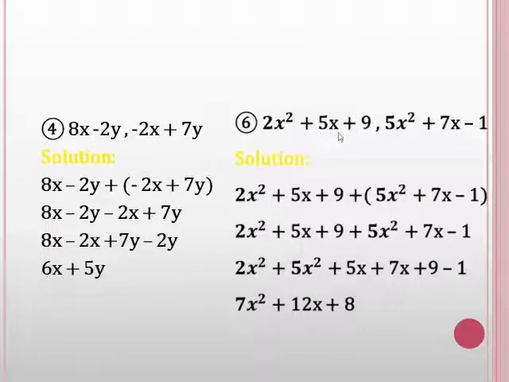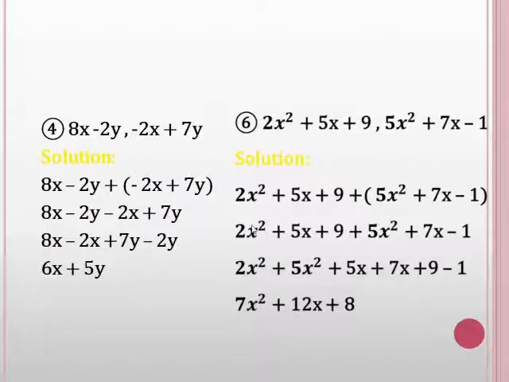2x square plus 5x plus 9, and the second expression is 5x square plus 7x minus 1. Now here we add both expressions, so here we start a solution. 2x square plus 5x plus 9 plus the second expression, which is 5x square plus 7x minus 1. Now here we remove the bracket and we write all the terms with a plus sign. So 2x square plus 5x plus 9 plus 5x square plus 7x minus 1.